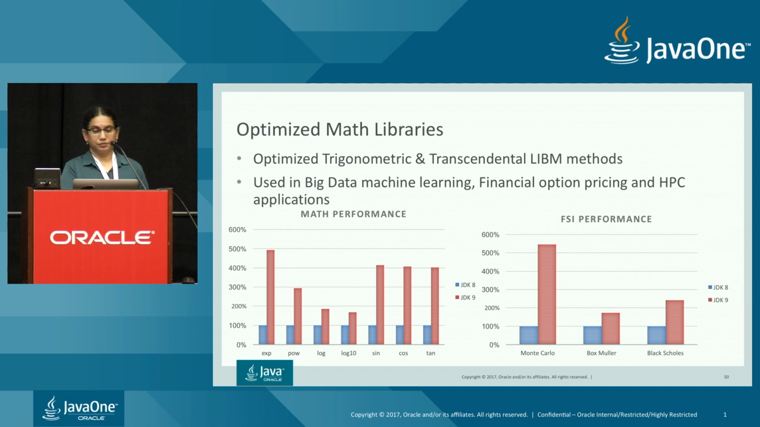And here we show 3 micro-benchmarks for financial option pricing: Monte Carlo, Box-Muller, and Black-Scholes. And they see gains of up to 5x. For example, these algorithms use cos, sine, log, square root, pow, exp, etc. So that's why the gain.